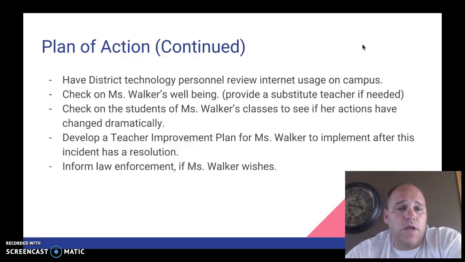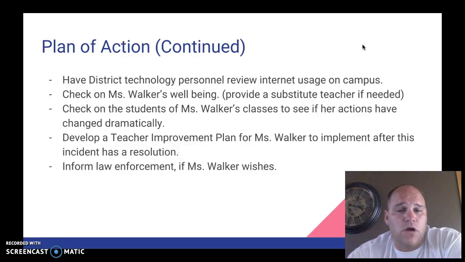Also check on the well-being of the students in Ms. Walker's class to make sure her behaviors haven't changed dramatically or that they're not in a potentially bad situation. After this incident was resolved, I would go to work on a teacher improvement plan for Ms. Walker, find a mentor teacher, and help her to develop better methods to make her a better teacher.